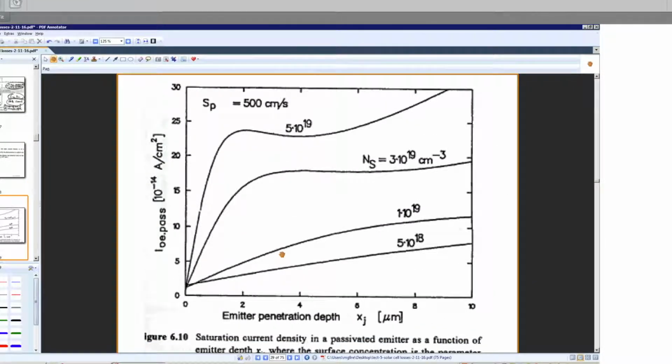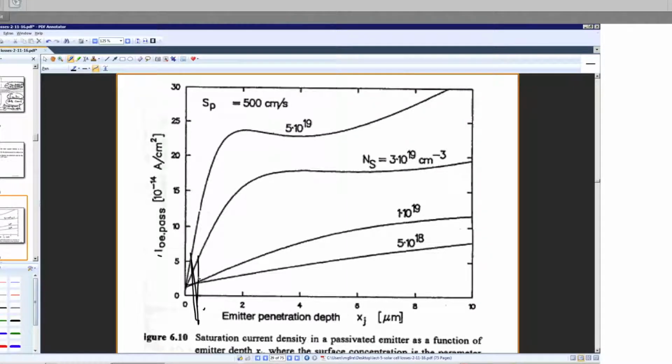Another design space, the dark current as a function of the emitter penetration depth. Okay, how deep the emitter should be. What do you think you like to have emitter depth? As low as possible, right? Because this is where the dark current is lower, you know.